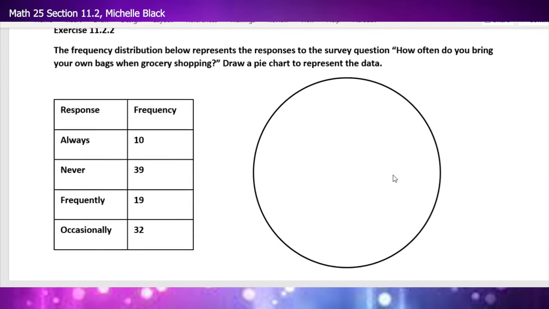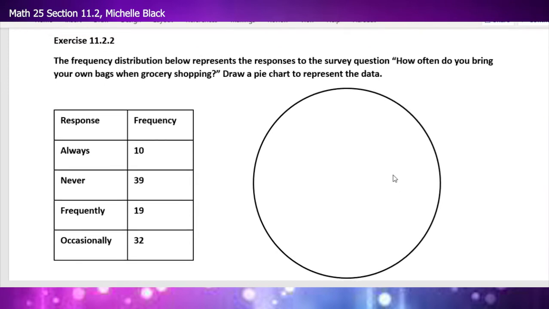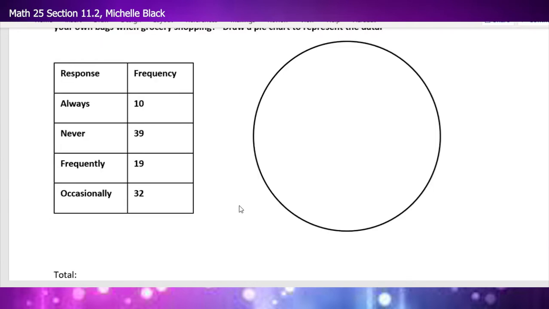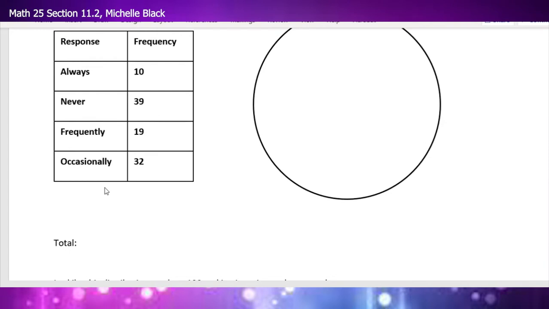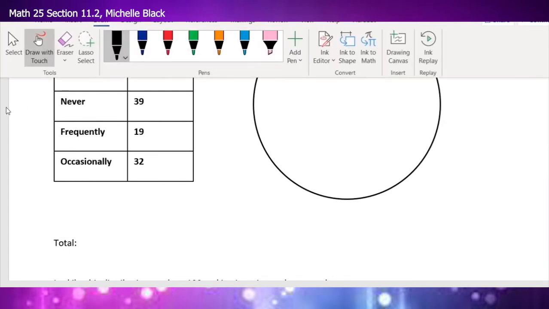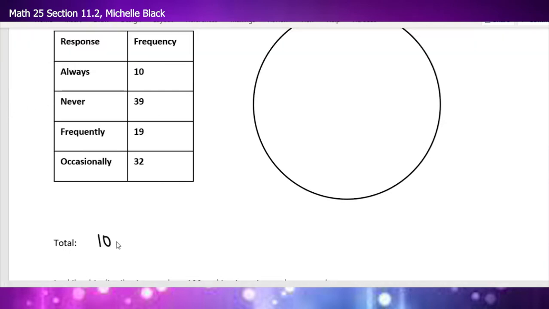For example, problem 2, the frequency distribution below represents the responses to the survey question, how often do you bring your own bags when grocery shopping? And we want to draw a pie chart to represent this data. Now these categories aren't going to overlap. You either answer that you always bring them, you never bring them, you frequently bring them, or you occasionally bring them. So what we should do is first figure out how many people were surveyed. So let's add up all of our responses.